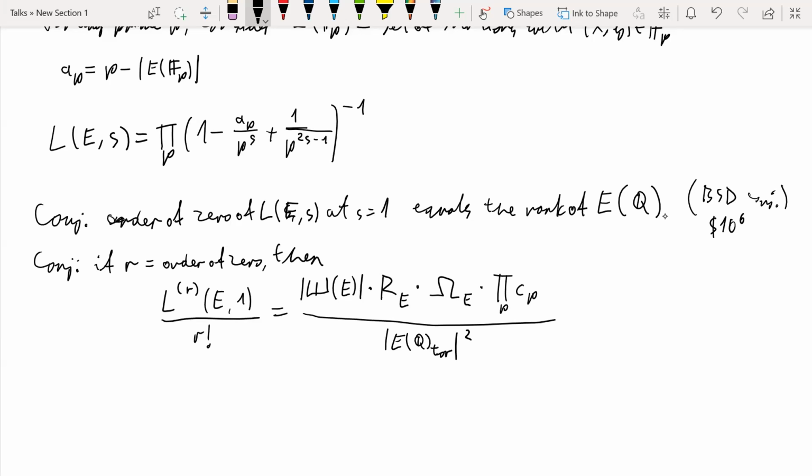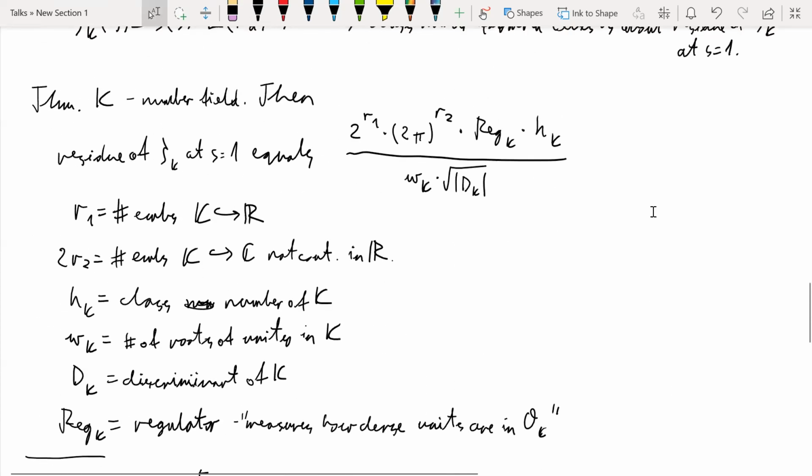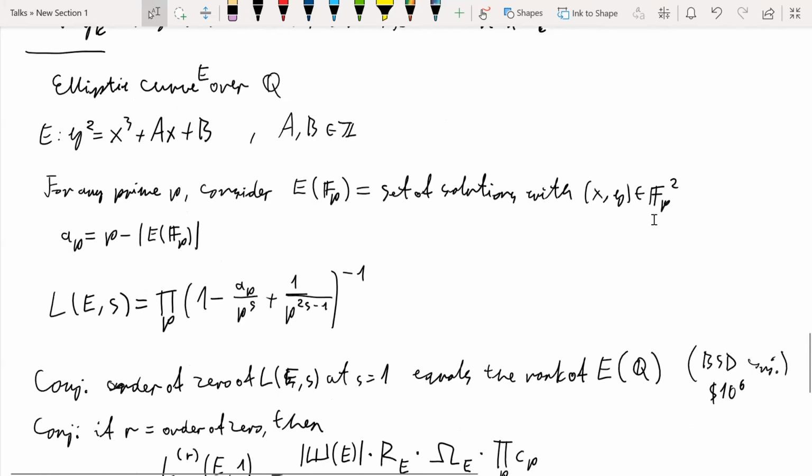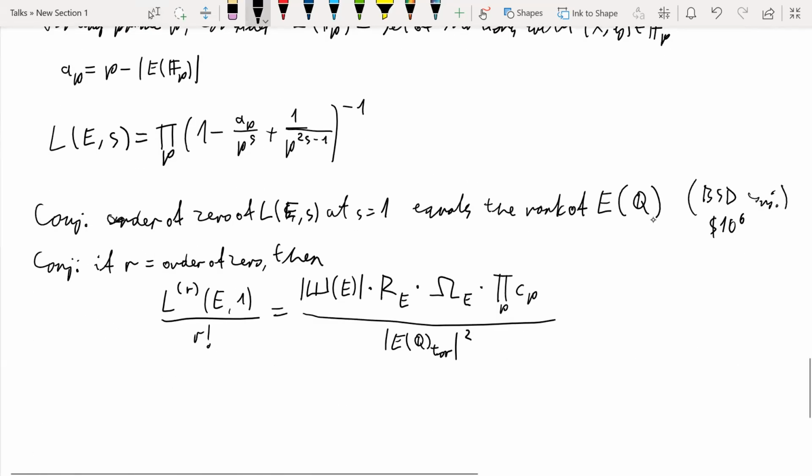So this equality, especially if you take r equal to 0, is supposed to be just some statement about the value of this L function at 1. It's in some ways analogous to this class number formula here. It involves quite different quantities, but there are some analogies between them. For example, this regulator here and the regulator of an elliptic curve. And this order of the Tate-Shafarevich group is supposed to be in some ways analogous to the class number of our number field.